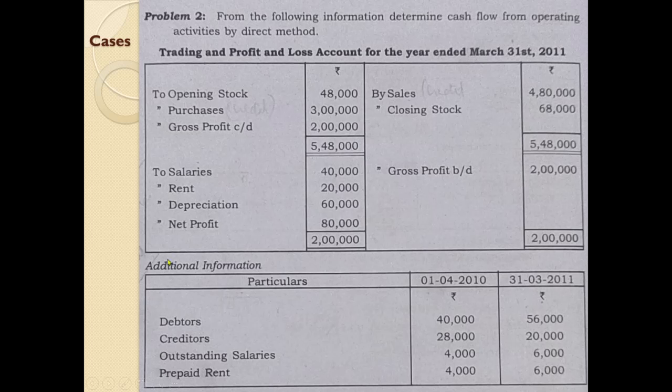See, in this question, the trading and profit and loss account is given, and as additional information, some items are given as opening as well as closing. So, whenever a cash flow statement, especially cash flow from operating activity, has to be computed, and in the same question some items' opening as well as closing balances are given, there will be some sort of adjustment preparations. So let us see how we are going to solve this one.